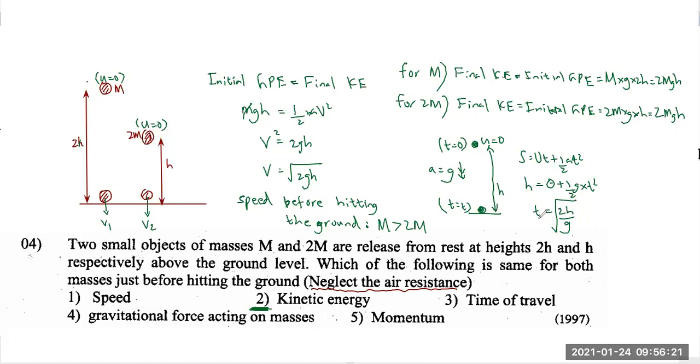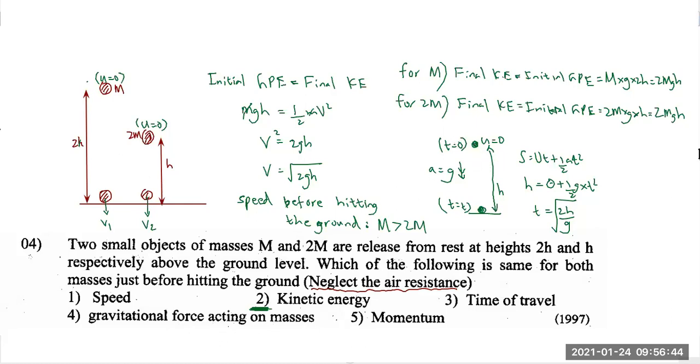This is the answer we are getting for time. Time also depends on height. Both the objects are not released from the same height, so time will be different. The mass is not considered because air resistance is neglected. So if air resistance is neglected, mass will not decide the amount of time needed.